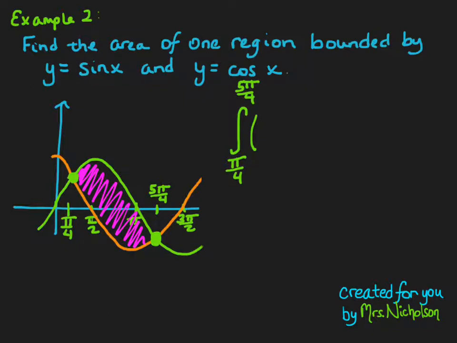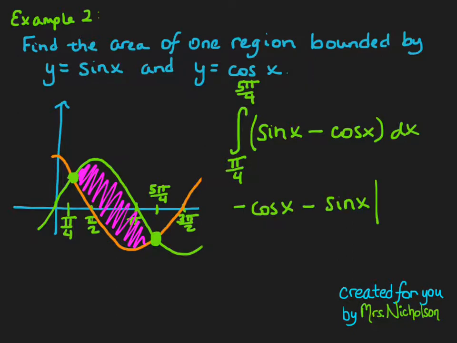So if I go back and look at the graph, I want to figure out which graph is on top, and it looks like the sine graph is on top. Sine x minus, and then the bottom graph is cosine x dx. All right, and again, we're going to do this by hand, review our integration rules. The integral of sine is negative cosine x minus the integral of cosine, which is sine x. And I want to evaluate that from pi over 4 to 5 pi over 4.